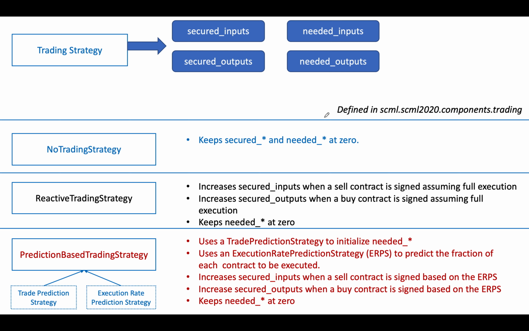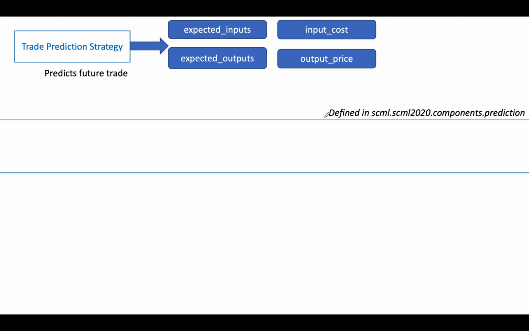As we said, it uses two subcomponents, the trade prediction strategy and the execution rate prediction strategy. What are these doing? The trade prediction strategy predicts future trade. So it tells you how many inputs to expect at what price at every time step, and how many outputs you should expect at what price at every time step. It's easy to learn that using machine learning offline, and just use whatever you learned online in the simulation. And it's also a chance for you to apply online machine learning to improve these models.